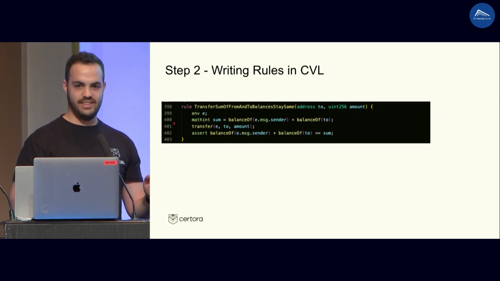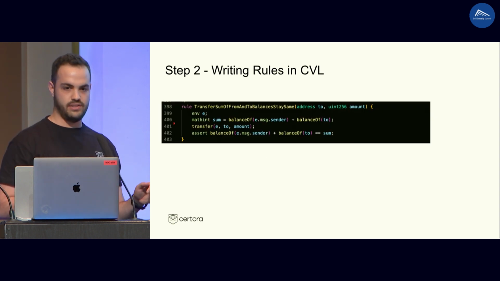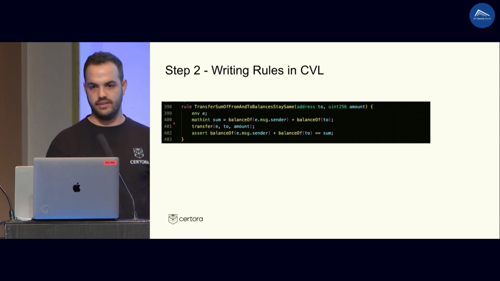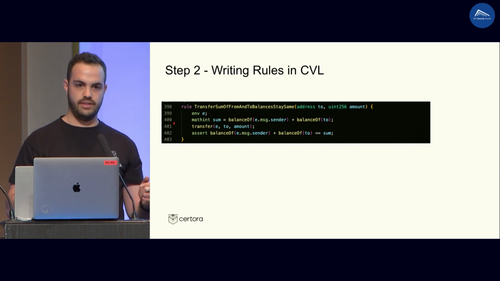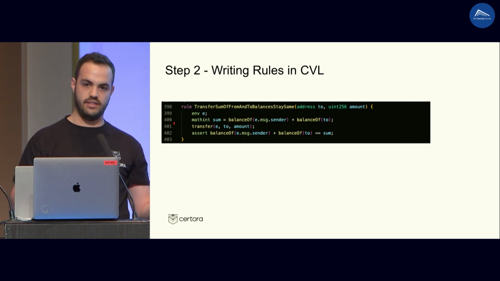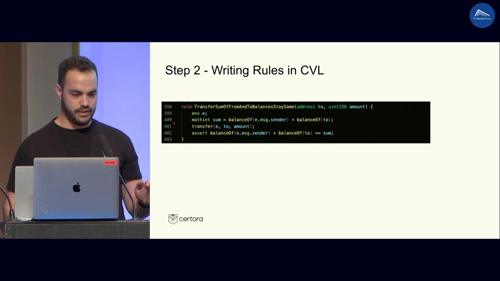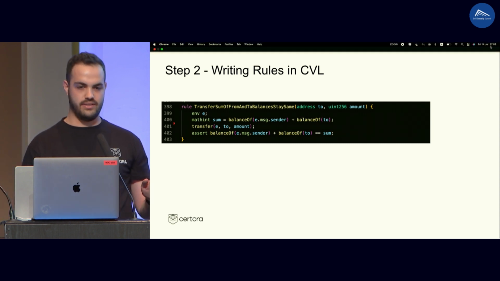So this is a CVL rule, which describes the first property. The sum of both users' balances, the sender and the recipient, should be preserved when we transfer tokens. So let's go over it and see what's here.